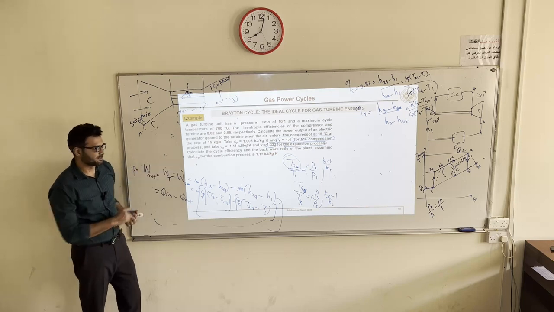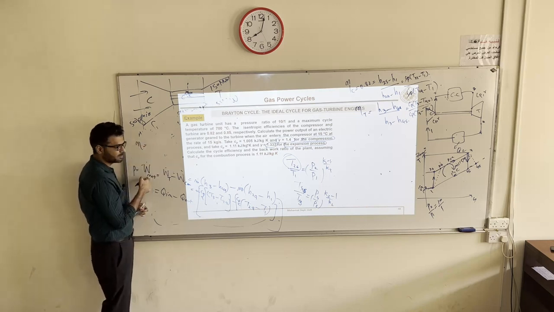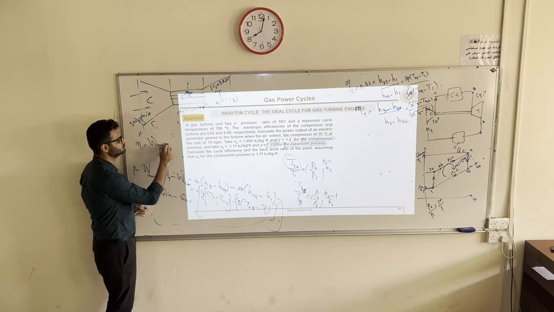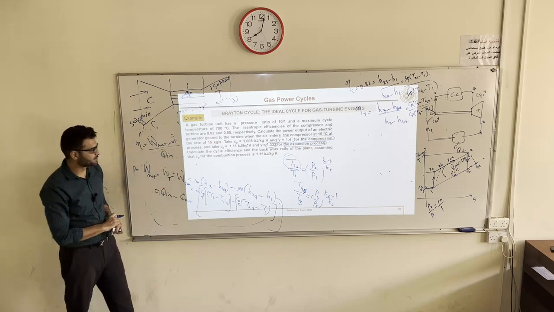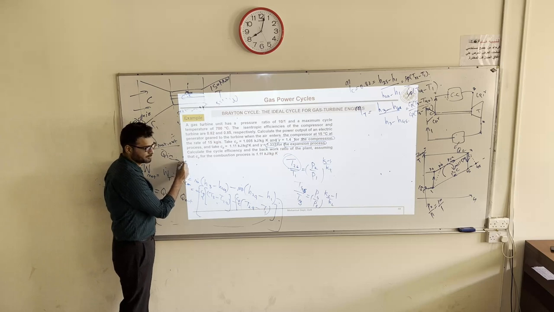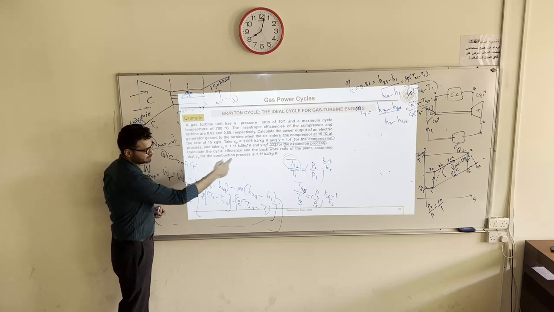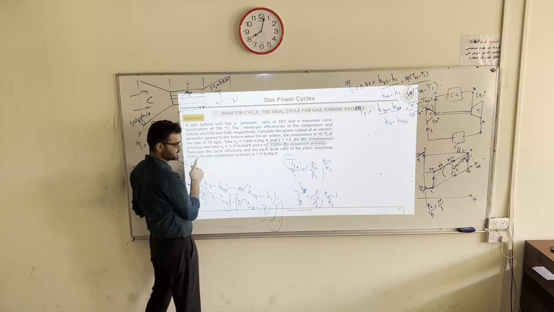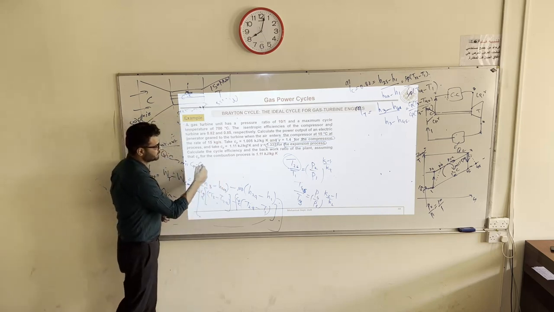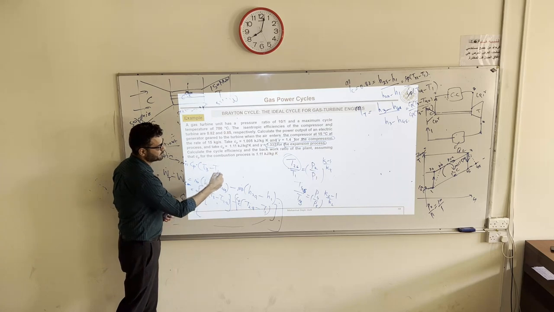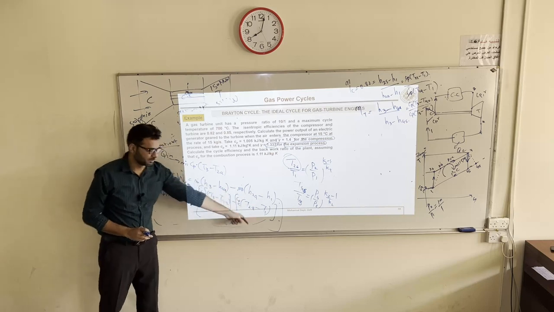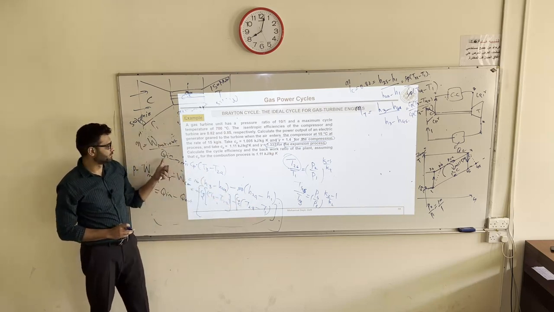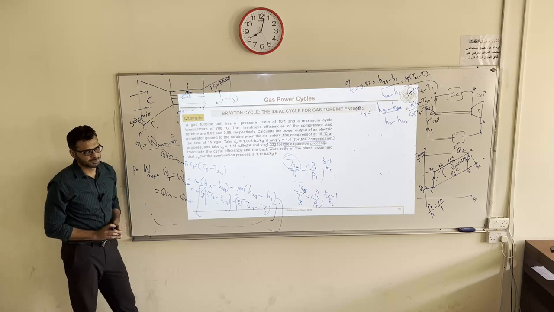Next is to calculate efficiency. Efficiency is the net power output, W dot net out, divided by Q in. So what is Q in? M dot Cp, for combustion process use this Cp, T3 minus T2A. So already you have calculated temperatures, just put it here to find out Q in. Okay.